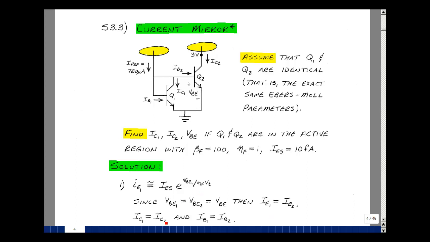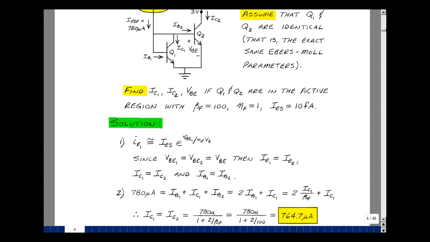Since the collector current of transistor 1 and 2 is related to the emitter current by a beta F relationship because they're in the active region, then they're also equal, and likewise for the I sub B's for transistor 1 and 2. The current coming in here is some reference current, and we'll actually solve for this in later chapters, and that current has to equal the base current of 1 plus the base current of 2 and the collector current of 1. So that's the expression over here.